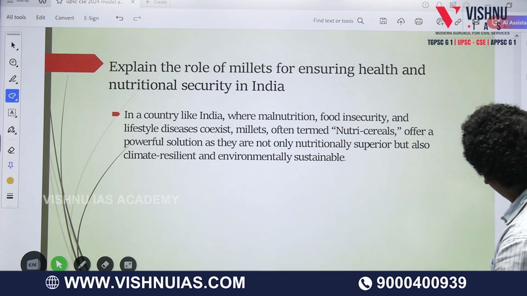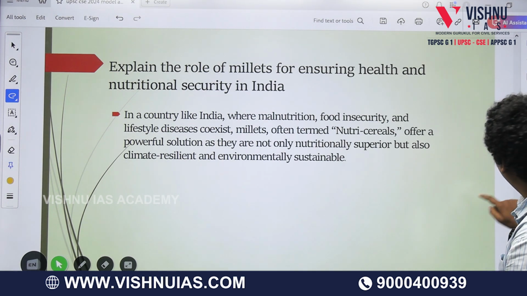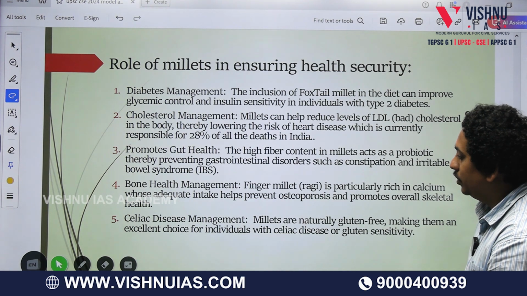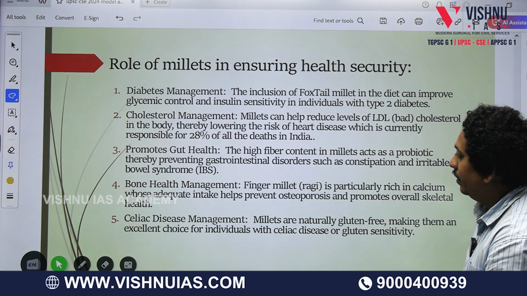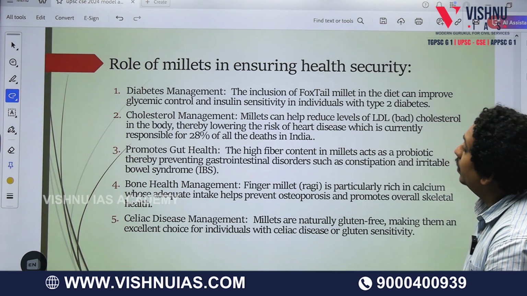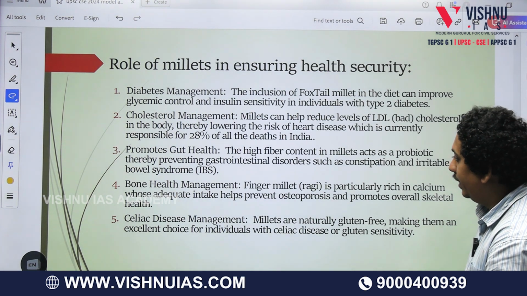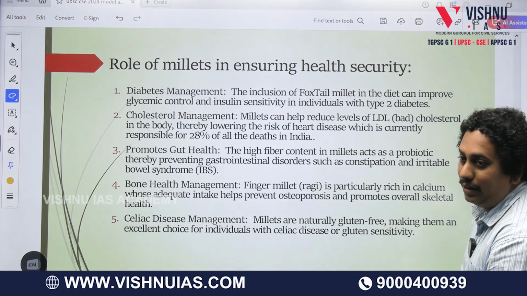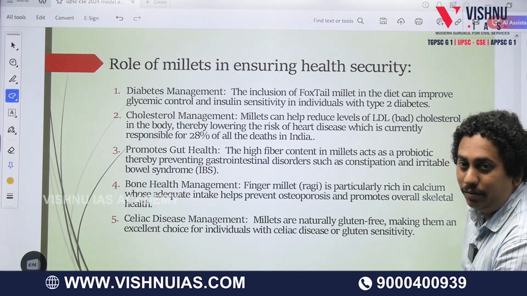First let's address this. What are the benefits of millets? Okay, millets, I think in terms of health, we have lots of benefits which you could have mentioned, like diabetes management, cholesterol management, gut health. It can promote gut health, bone health, and celiac disease management. So all these you could have written.